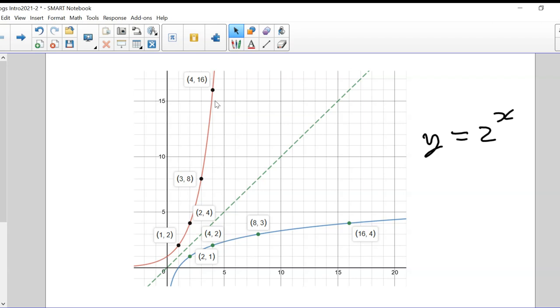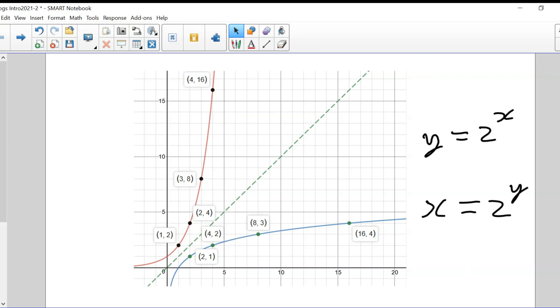But he also pointed out that if you were to reflect that graph across the y equals x line, this dotted line here, you get the inverse function. That inverse function basically flips the x with the y. So instead of the 1, 2 point, it becomes 2, 1. The 2, 4 point becomes 4, 2, and so on. Both functions are increasing. I'm just going over some of the stuff that he just talked about. But this function down here is the equivalent of x equals 2 to the power of y.